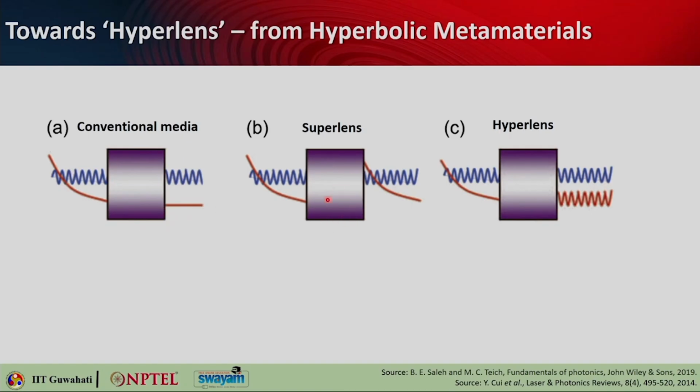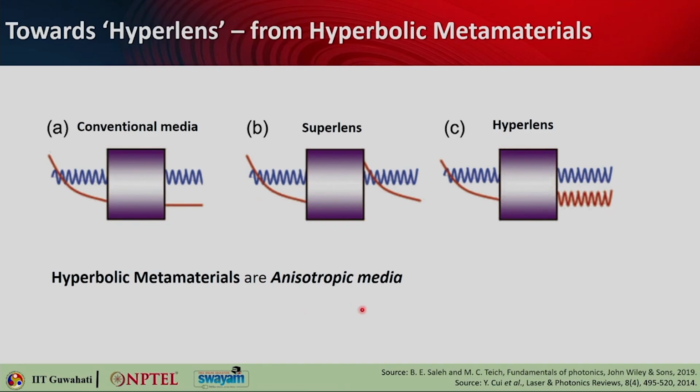Inside a super lens or negative index material, you can see that evanescent waves get amplified, but as soon as it leaves that material, it decays again. It remains a decaying evanescent wave, but in a hyper lens, the evanescent wave enters and leaves as a propagating wave, and that is something very cool, because you can actually use this kind of material to extract sub-wavelength information and image it from far field.